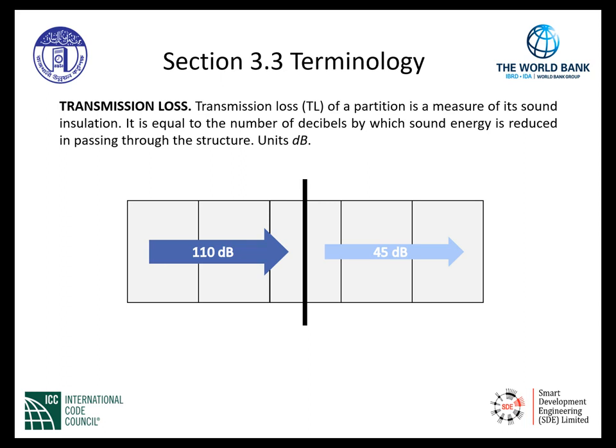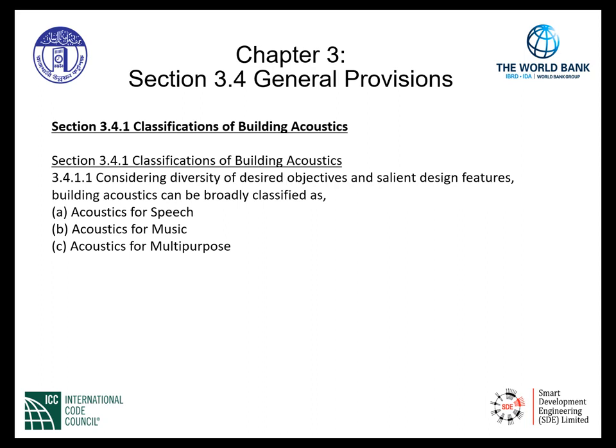Now let's look at section 3.4 titled General Provisions. Specifically, section 3.4.1 titled Classifications of Building Acoustics gives us section 3.4.1.1, considering diversity of desired objectives and salient design features. Building acoustics can be broadly classified as three areas of analysis. Item A, acoustics for speech. Item B, acoustics for music, and acoustics for multiple sources or multi-purposes. This is a general classification which we will expand on through our discussion coming up shortly.